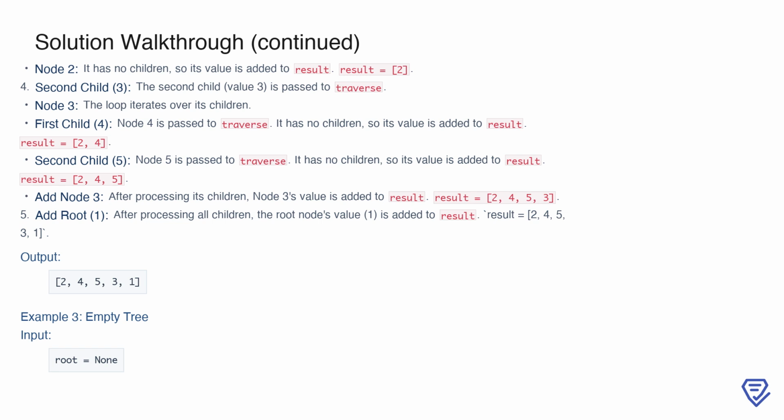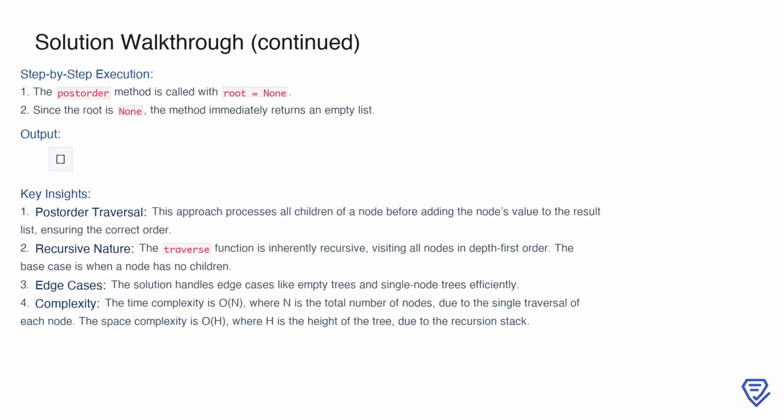Finally, after all children of the root node are processed, the root node's value, 1, is added to the list. The final result of the traversal is 2, 4, 5, 3, 1, which correctly reflects the postorder traversal order.